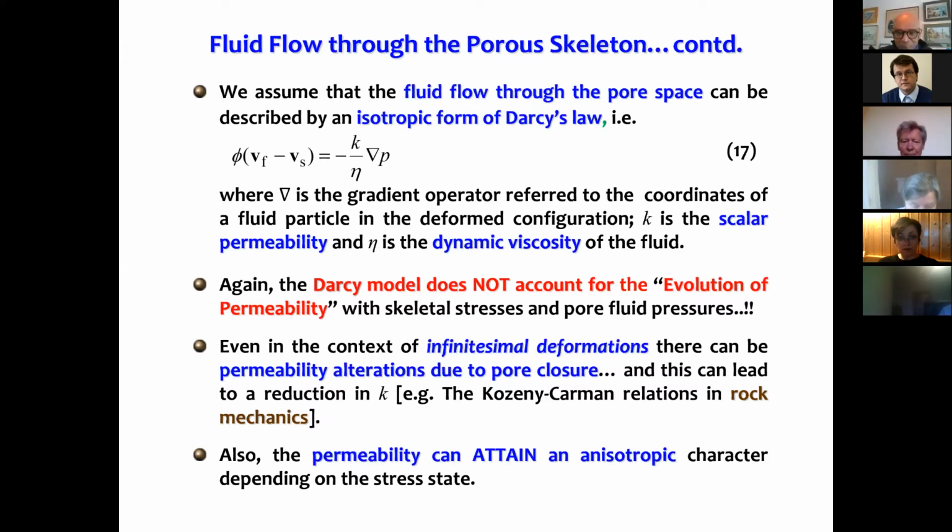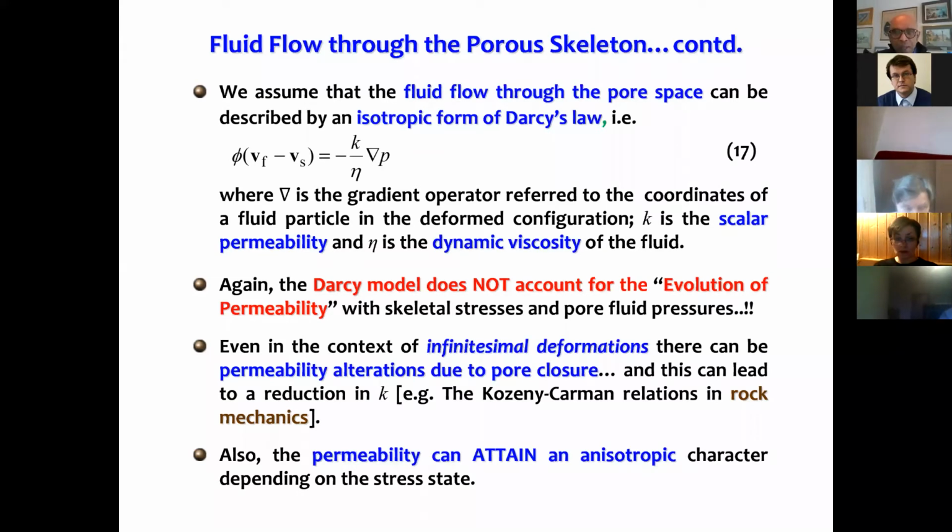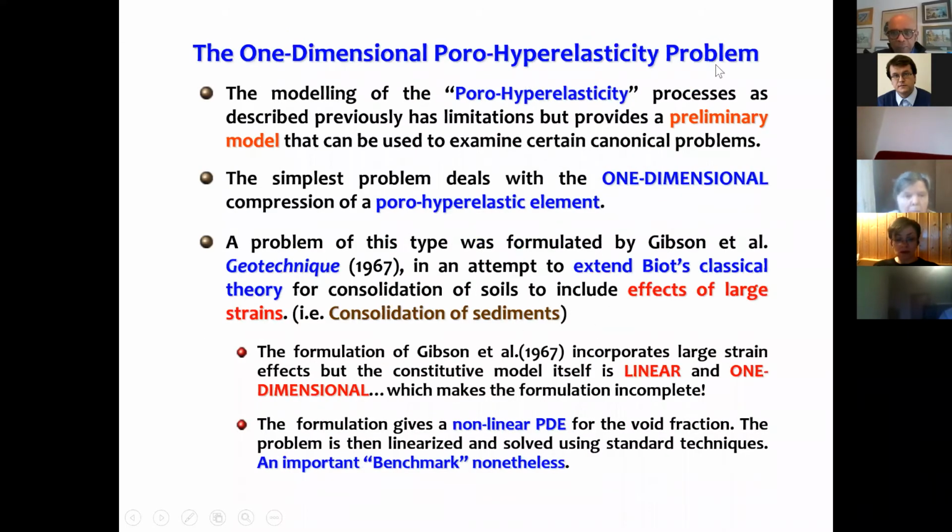And I'm sure that's important to the Institute specializing in plasticity aspects as well. So permeability, this scalar property here, can also attain anisotropic characteristics. So these are things that can be incorporated, but you do this with a lot of work, and at the end of the day, you have to make sure that the work is manageable in terms of getting some results. So the first thing to do in situations like this is really to look at the one-dimensional poro-hyperelasticity problem.